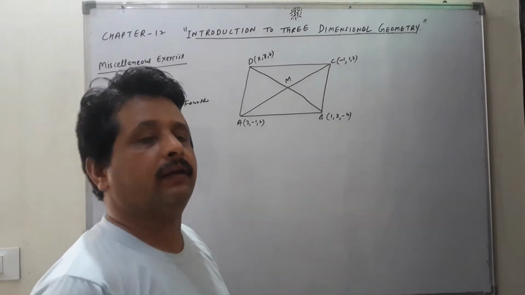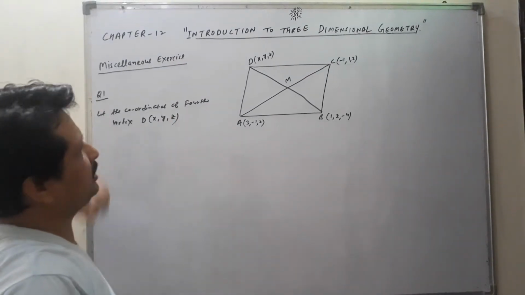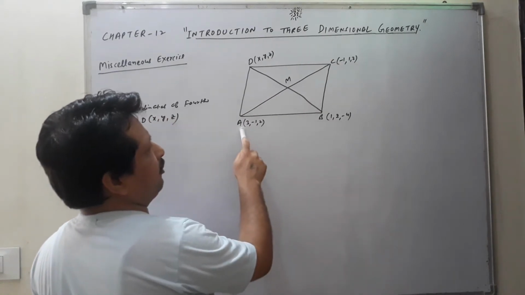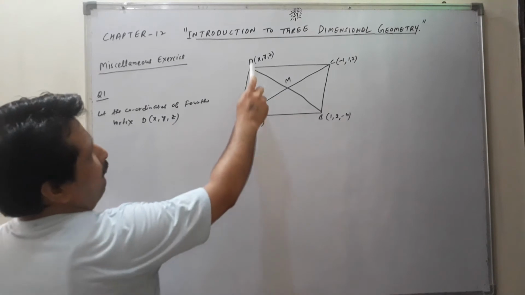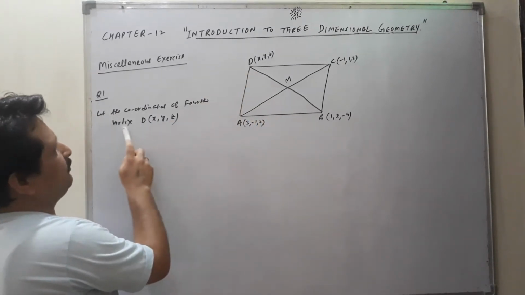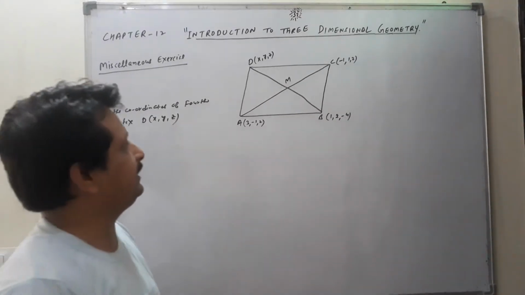Let us today start with the miscellaneous exercise. It's question number 1. ABCD is a parallelogram. Coordinates of A, B and C are given to you. We have to find out the coordinate of D. So let the coordinate of the fourth vertex D be x, y, z.